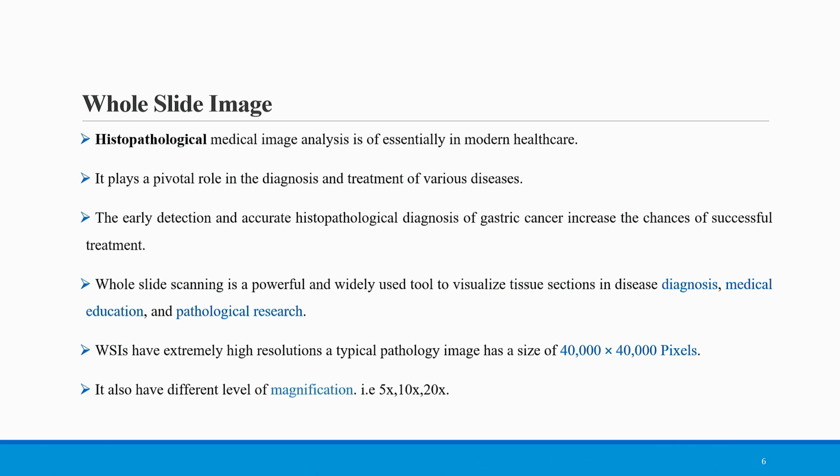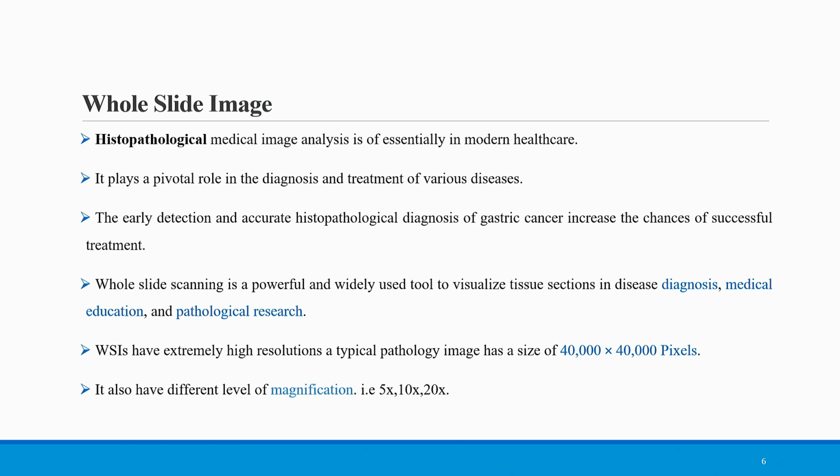So, what is actually the whole slide image technique? Histopathological medical image analysis is essential in modern healthcare. Before the whole slide image, we were working on CT scan images and other types of images, but those images do not cover a large amount of detail. So it also plays a pivotal role in the diagnosis and treatment of various diseases. Early detection and accurate histopathological diagnosis of gastric cancer increase the chance of successful treatment.